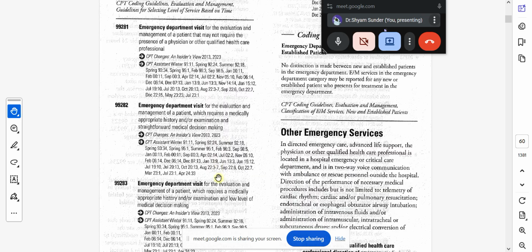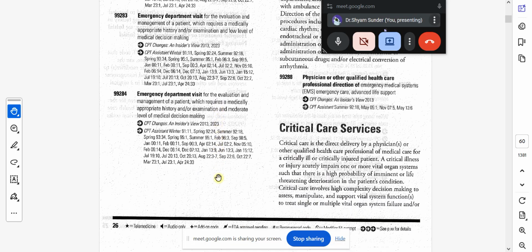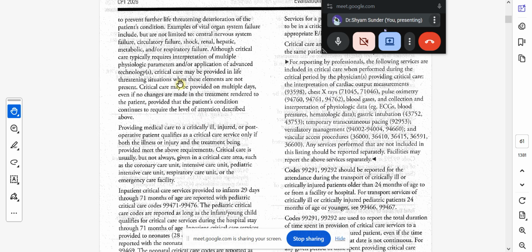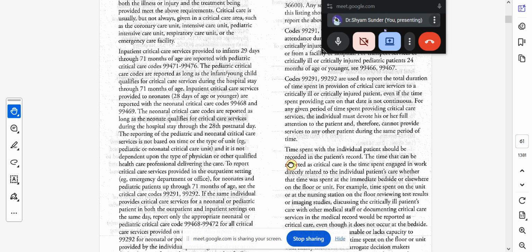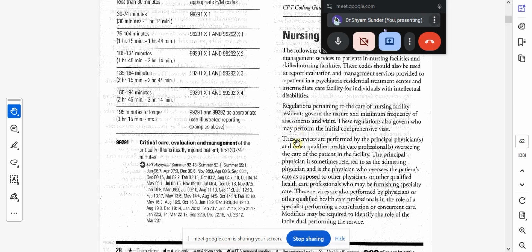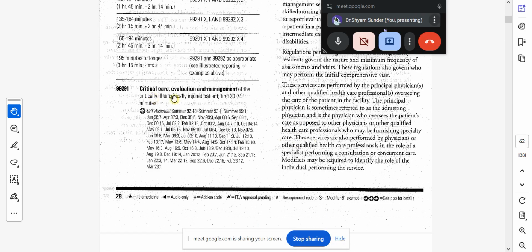So this is critical care services, after your emergency codes. For every heading, we have the guidelines. Those are very important because whatever we're discussing is coming from these guidelines. We have to go through these guidelines. Then coming to the codes, we have only two codes, 99291.